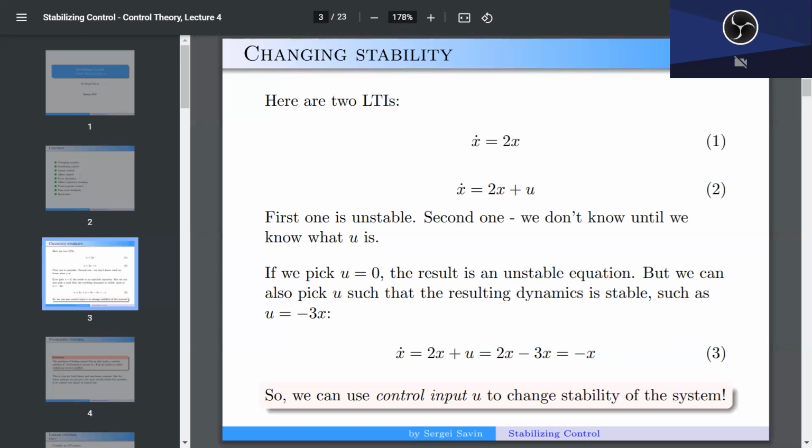If you choose U something else like a sine T, will it be stable or unstable? Unstable. How do you know?